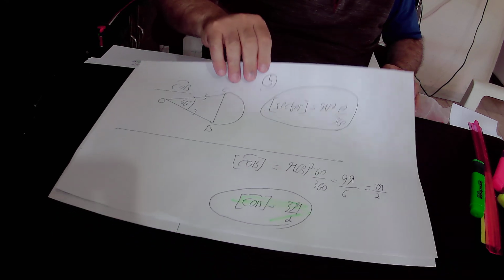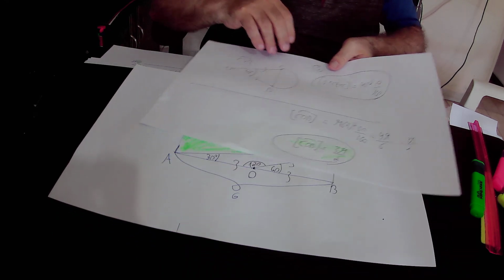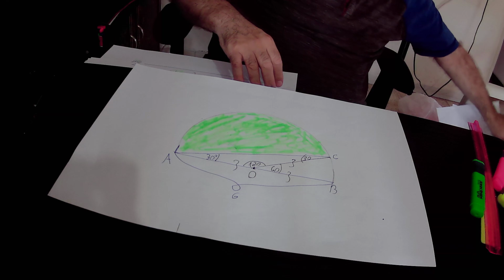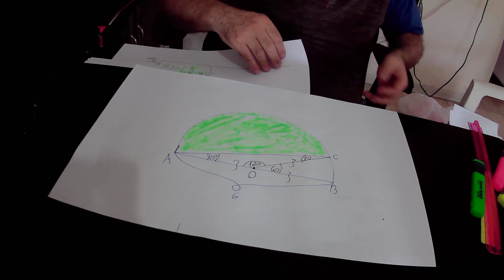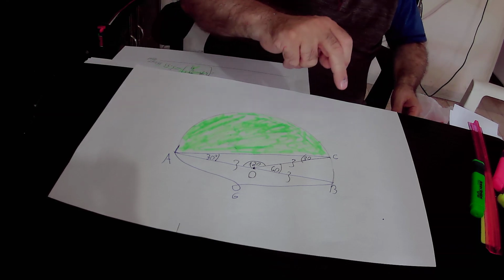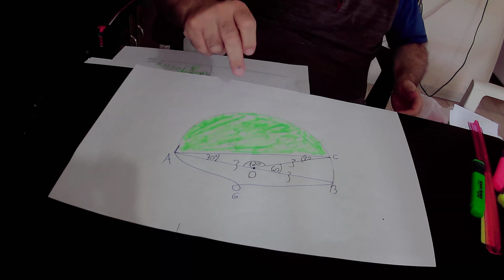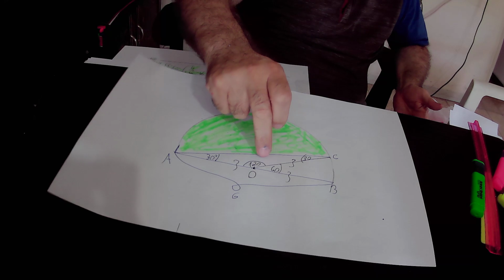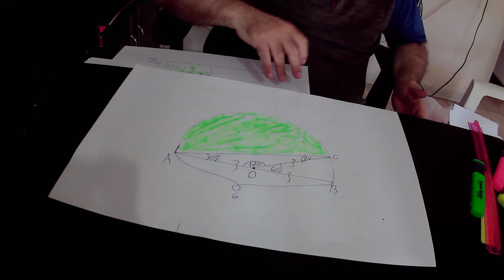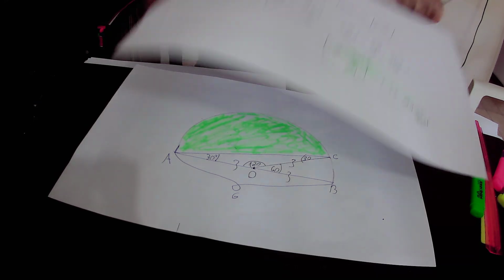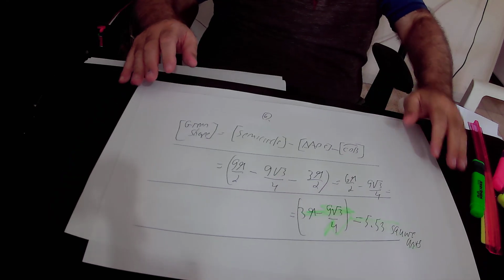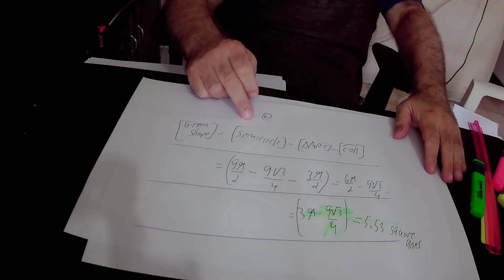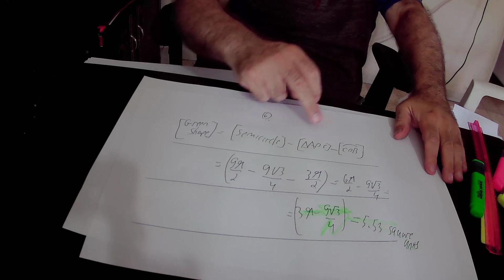Now we will find the area of the green shape according to the second method. I remind you that the area of the green shape according to the second method will be equal to the area of the semicircle minus the area of triangle AOC minus the area of sector COB. I repeat again, the area of the green shape according to the second method equals the area of the semicircle minus the area of triangle AOC minus the area of sector COB.